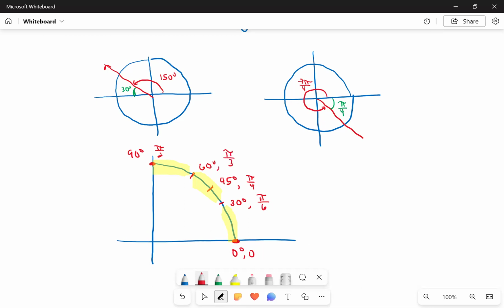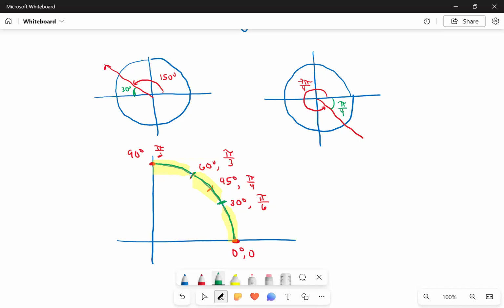In the same pattern that the degrees go by 30 degrees, each of these breaks is pi over 6. So this is pi over 6 from here to here. From here to here is another pi over 6, or 2 pi over 6, which reduces to pi thirds. And then another pi over 6 here is 3 pi over 6, which reduces to pi halves. So that's something I have memorized and I know and I understand.